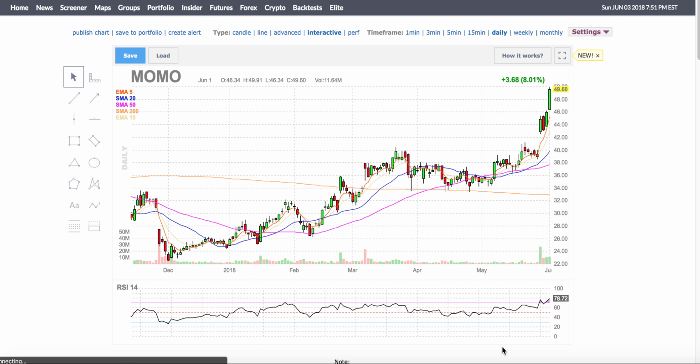If you look at MOMO, same thing. Once it recaptures this 50 line, if it stays over it, you always want to look only for long opportunities. And hey, guess what? There's one breakout over here, and there's another breakout over here.